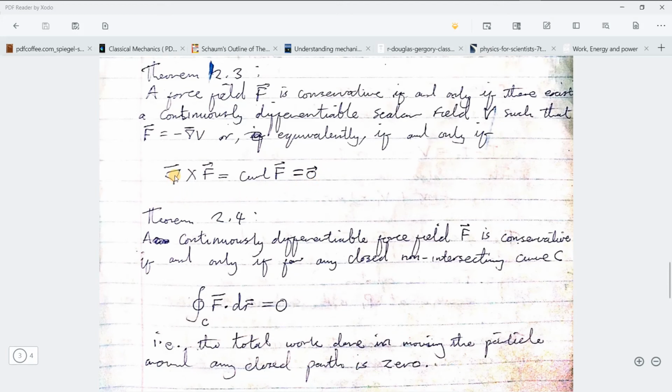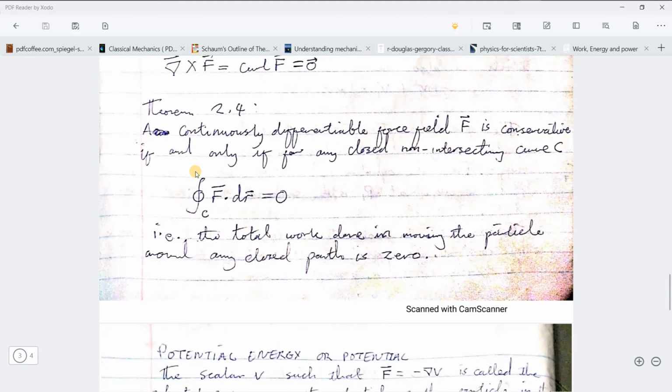This operation is a cross product, as you can see. We're taking the cross product of this del operator with a force F. So this force has to be given.